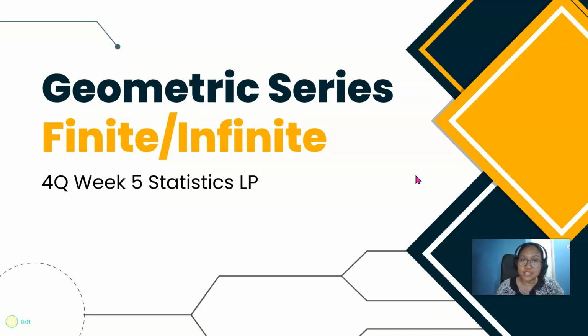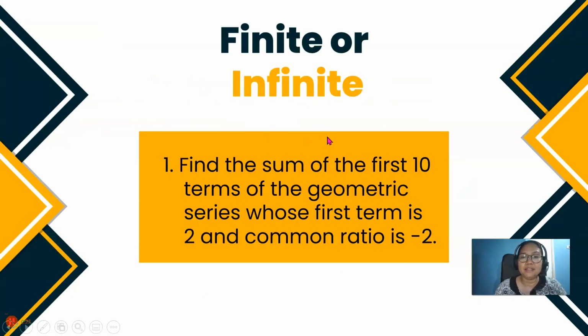Hi, in our discussion last time, we had the geometric sequence wherein we had to multiply the common ratio to the previous term to get the next terms. Today, we are discussing how to get the sum of these terms. There are two types of geometric series. These are finite and infinite, which is being illustrated in the given problem.